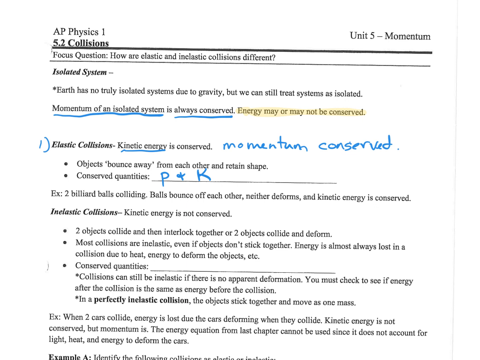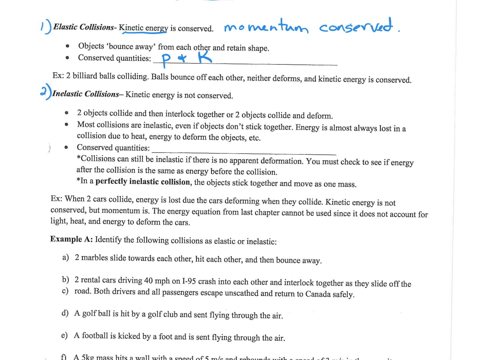Then we have inelastic collisions. So we have elastic and inelastic. In an inelastic collision, we have two possibilities. We have an inelastic and we have a perfectly inelastic collision. So two objects are going to collide and then stick, or two objects are going to collide and deform. It's got to be one or the other. So we have two possibilities here, A or B.